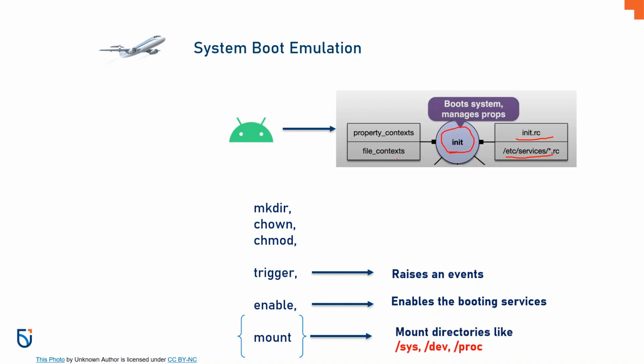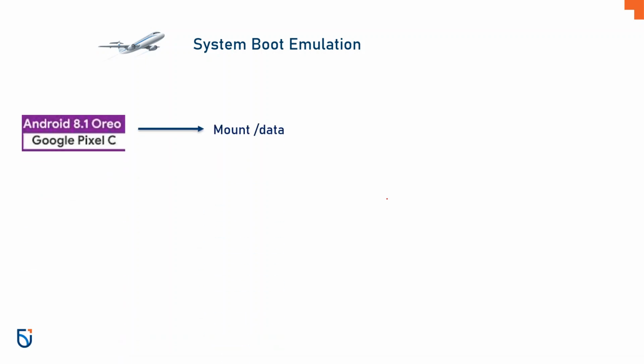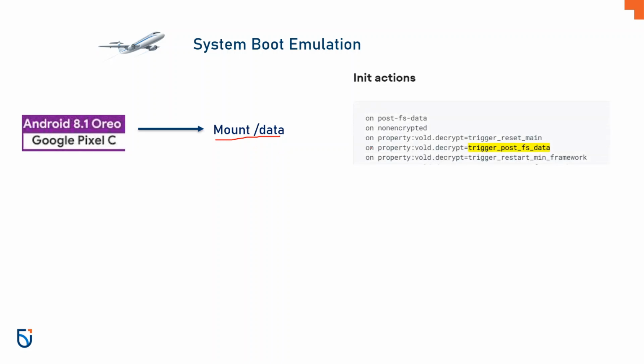There is a little challenge in the boot emulation. Each vendor and device model comes with its own set of behaviors in the init system. For instance, the Pixel 8.1.0 image, during the system boot, creates the /data directories. For the author to do this, the author had to set the property called vold.decrypt to trigger the post-decryption actions in init.